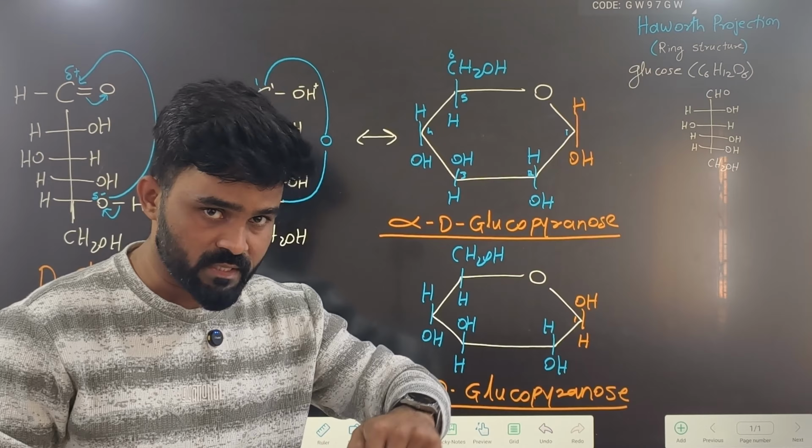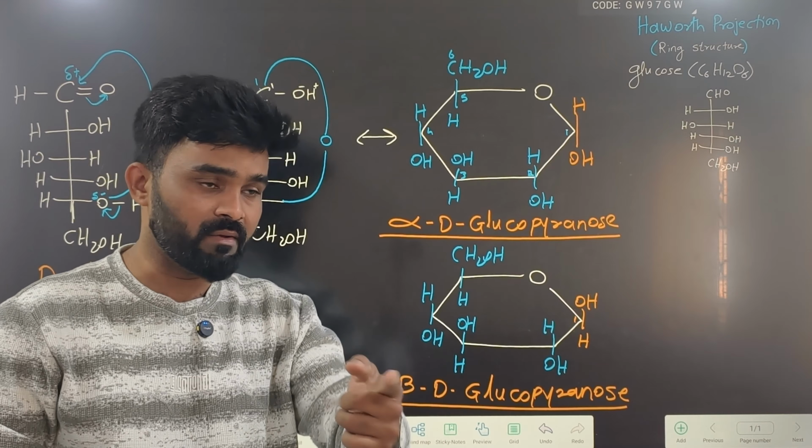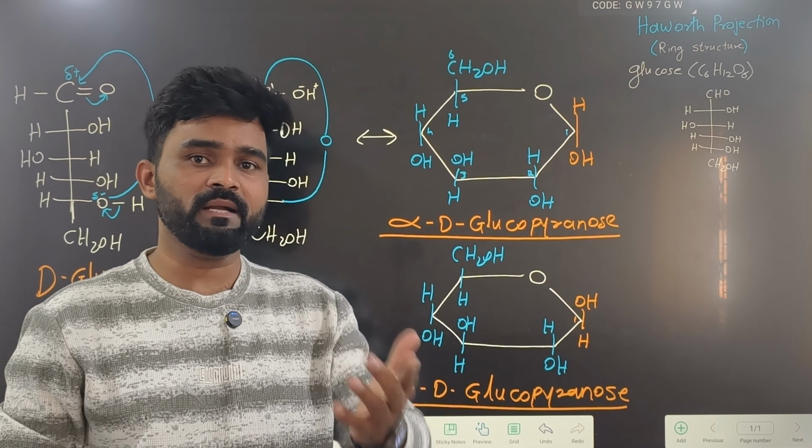Right side down, left side up, right side down, left side up. Carbon number 1 चा OH downside alpha, 1 चा OH upside beta.